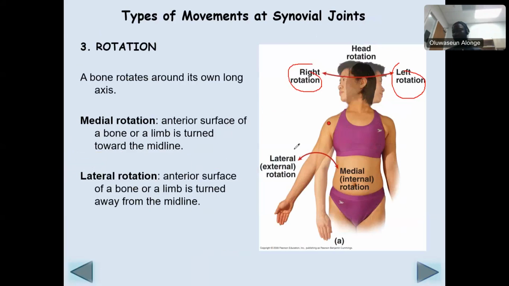Now, there is something we call internal rotation or medial rotation. Medial rotation is simply this: you are tucking your hand in. This is internal rotation or medial rotation. And if you turn it outside, it's lateral rotation or external rotation. You can do the same thing with your foot. You can turn it inward, pointing to the other one, internal or medial rotation, or pointing away, lateral or external rotation.